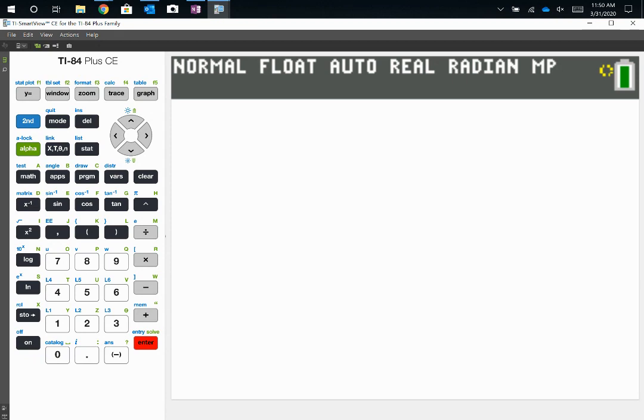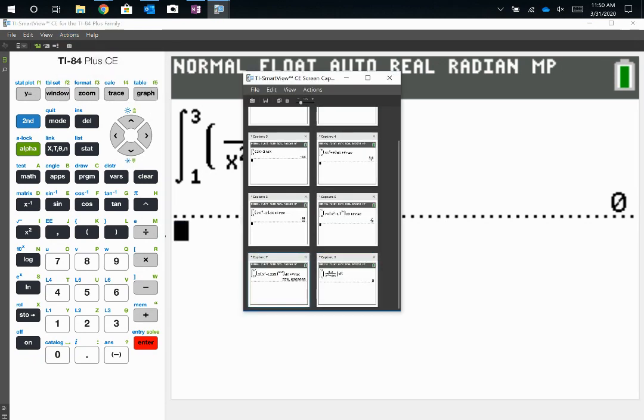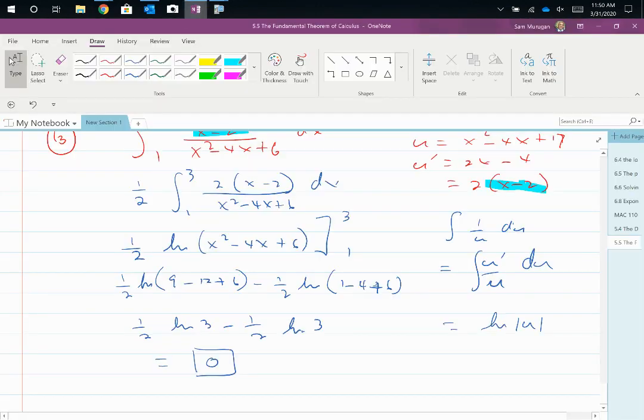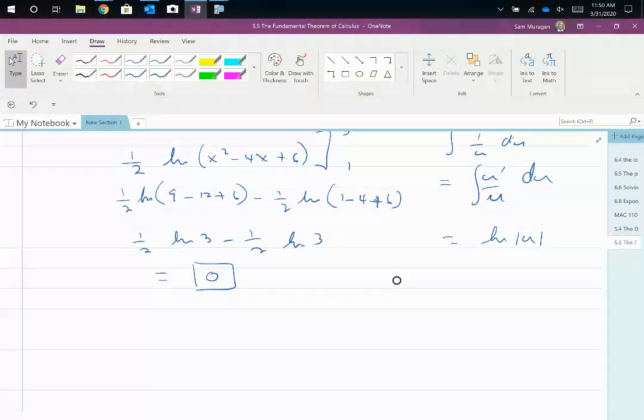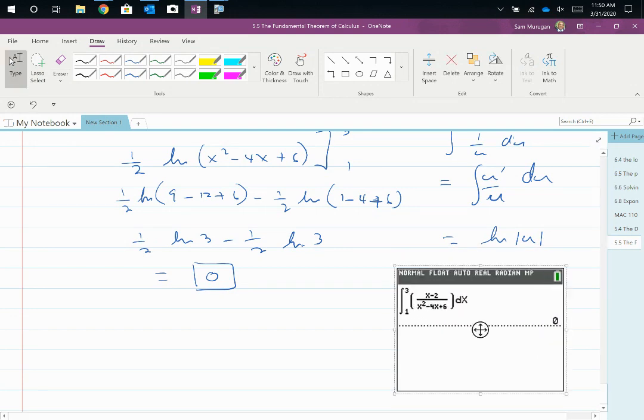The x and press the enter button. And yep, the calculator does work for this one. Capture the screen, copy, and we can say that we confirm the answer as 0.